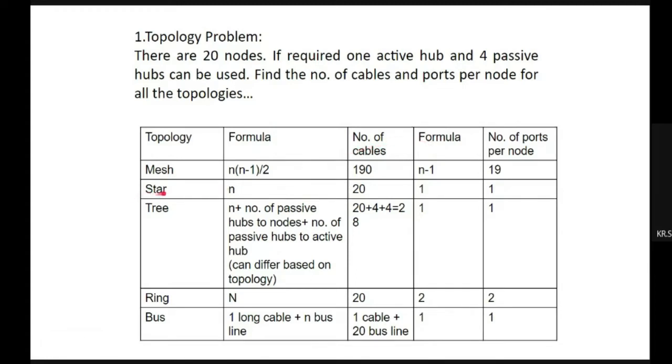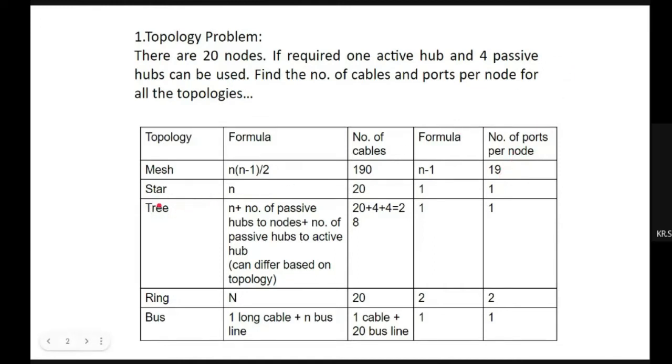Okay. Then the second one is the star topology. The formula for the number of cables is n. Here 20 nodes are required, so the number of cables required is 20. And the formula for ports is 1, so whatever it becomes, it is a star topology. The port per node required is 1.